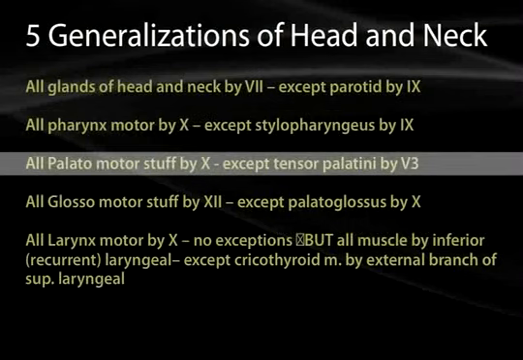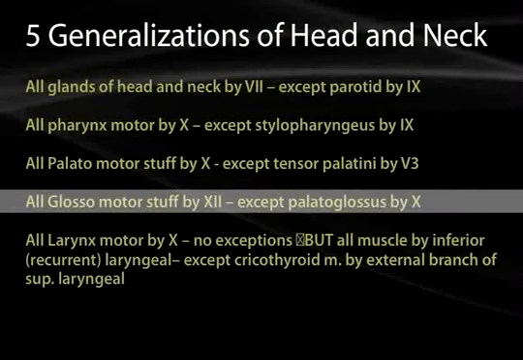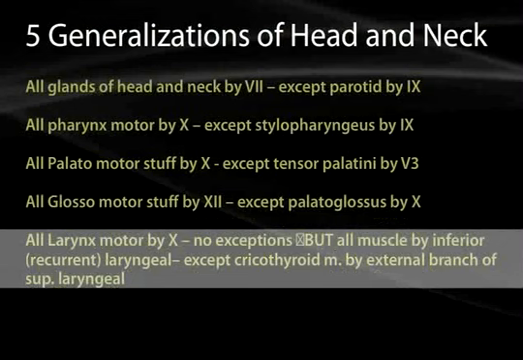Then we have the third one, which is all muscles with palate in their name are done by 10, except for the tensor palatini, which is done by V3. All of the glossus muscles are done by cranial nerve 12, except for the palatoglossus, which is done by 10. And all larynx muscles are done by 10, with no exceptions.